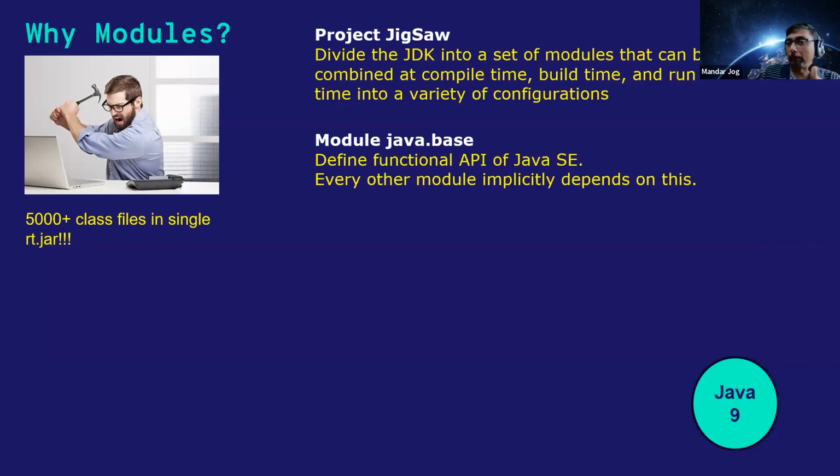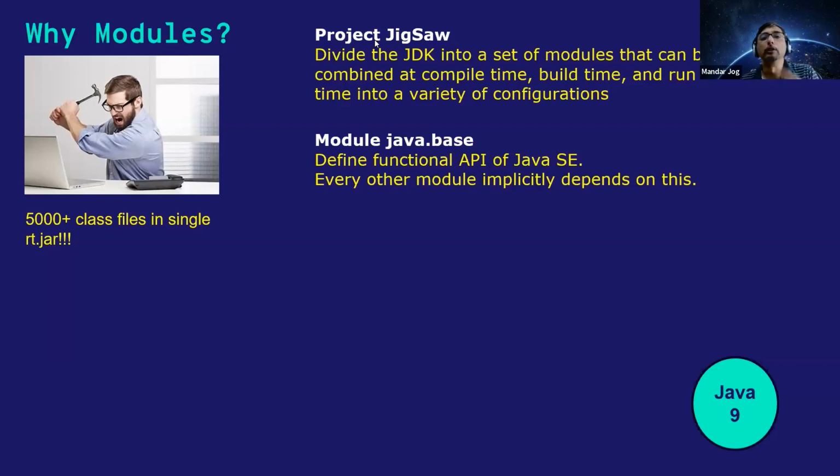Finally, Java 9 was the version where they launched it, and they divided it into different modules. One such module is the java.base module, which is the functional API of Java Standard Edition. And every other module is similar to, if you remember, the package java.lang, which is automatically used in all your classes.